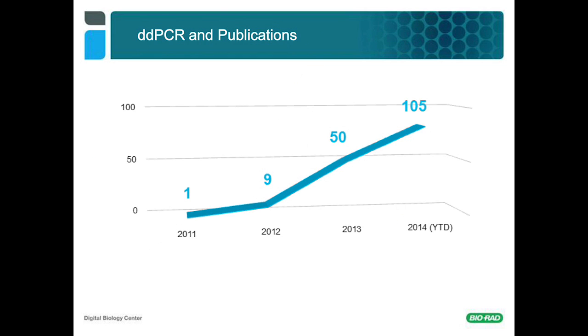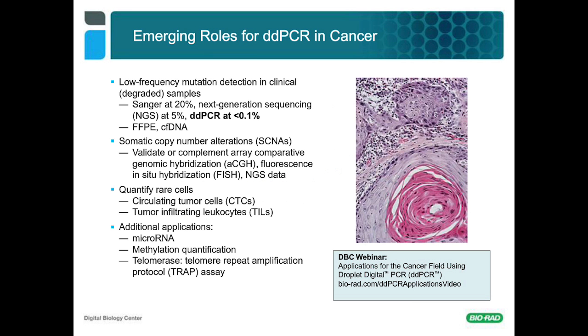Since our first publication of digital PCR in 2011, our customers and collaborators have found hundreds of ways to use ddPCR in their research. This speaks mainly to the ease of use and affordability of the system, as well as to the technical advantage of ddPCR. Our applications group, as well as our customers, are putting ddPCR to use in multiple areas of cancer research. This includes rare mutation detection and somatic copy number alterations that we discussed today.